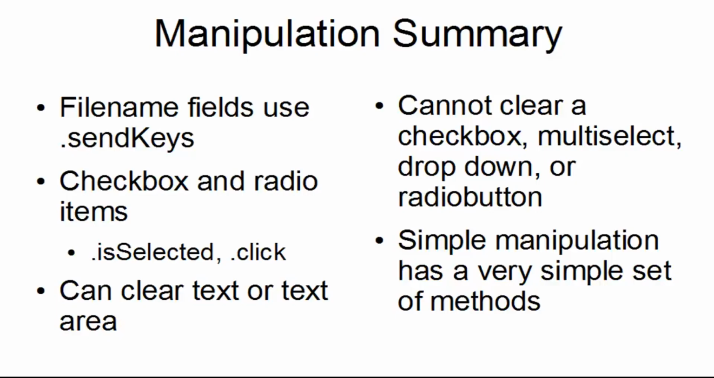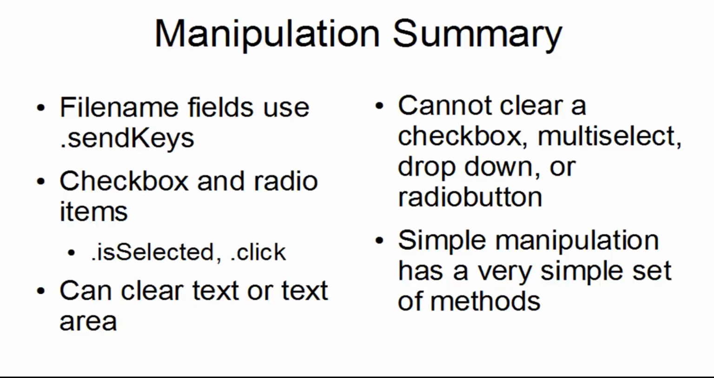So checkbox and radio items, check and see if it's selected first, interrogate it. If it isn't, then click on it. We can clear the text from a text field or from a text area. We cannot clear a checkbox, a multi-select, a drop-down or a radio button. If you want, feel free to build tests which try and do a clear on a checkbox and see what happens. See if you get an exception. When I'm trying to learn the API, that's exactly what I do. I build tests to check the different parts of the API. In fact, I may have some tests that I will show you in just a second to demonstrate that.